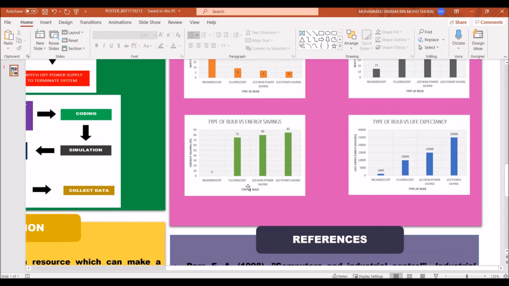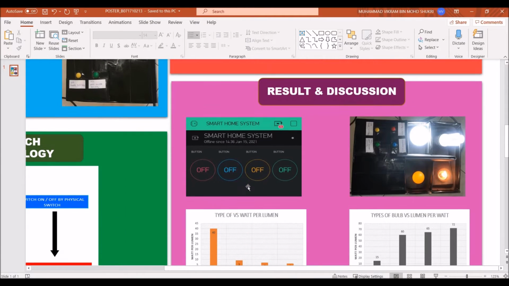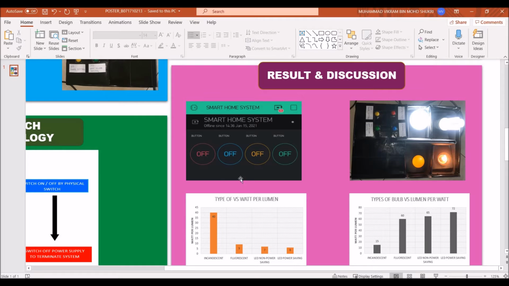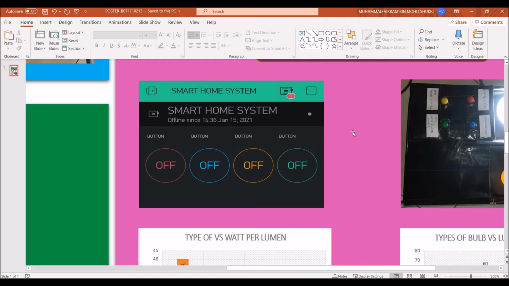Let's take a look at our result and discussion. Since my project was a success, this is my NodeMCU user interface. I had put in four bulbs. For each bulb, I represented a virtual pin, which is V1, V2, V3, V4. I assigned them different colors since I'm not able to name them, and each pin has its own function.